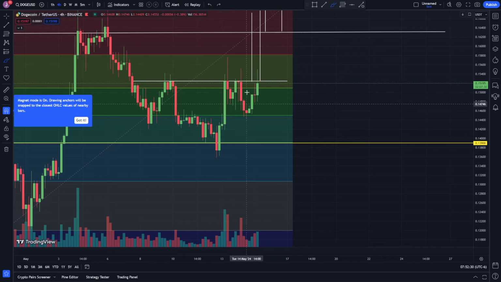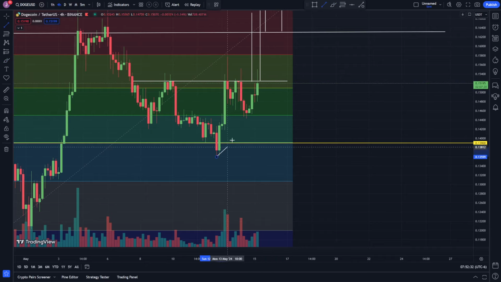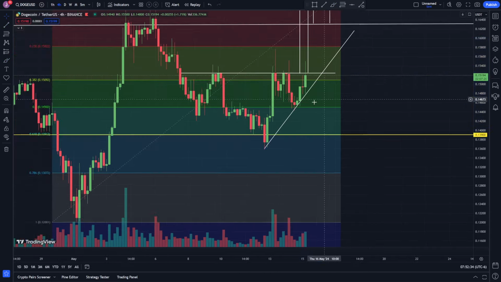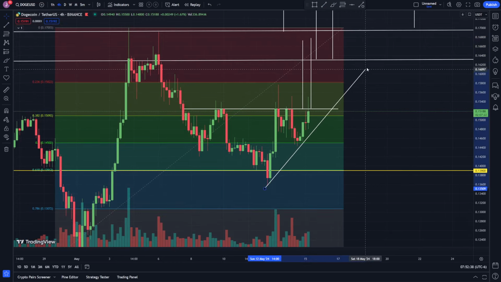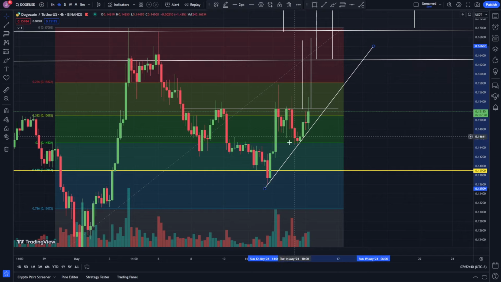Let's go ahead and draw a trend line. We can do something like this. I hadn't been watching this, but technically we can watch this. We have support, we have a trend line going to the upside.